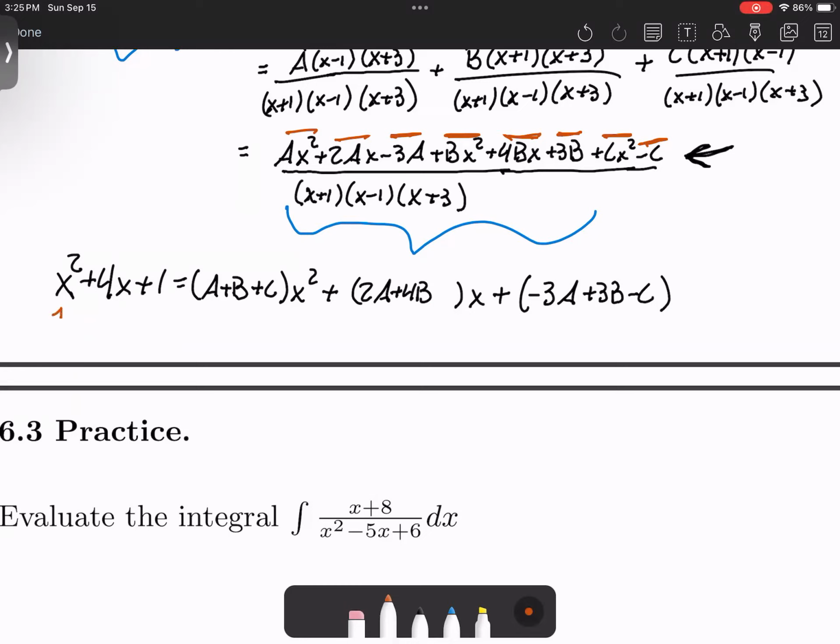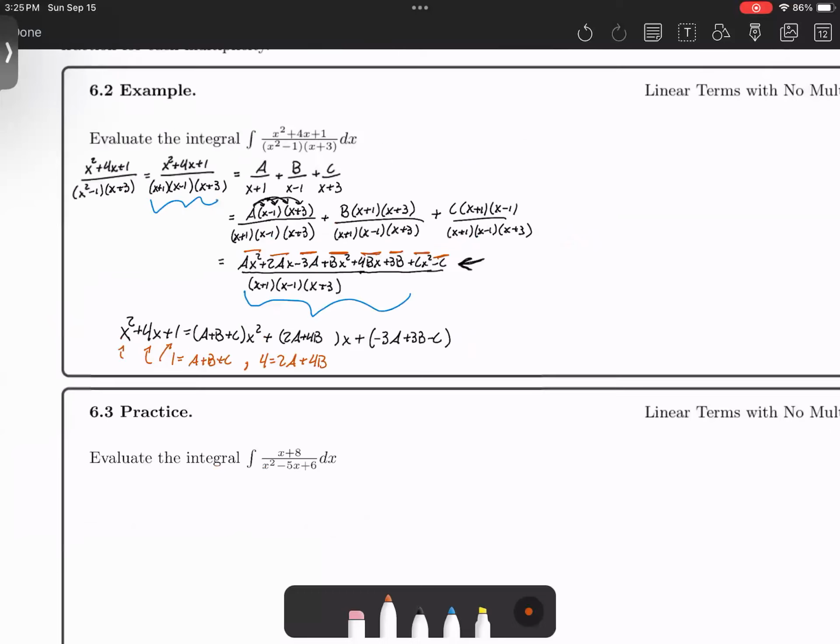You have 1 x squared, so 1 has to be equal to a plus b plus c. You have 4 x's, so 4 has to be equal to 2a plus 4b. And you have 1 constant. So that tells you that 1 has to be equal to 3b minus 3a minus c. So let's set up the system and go through it.